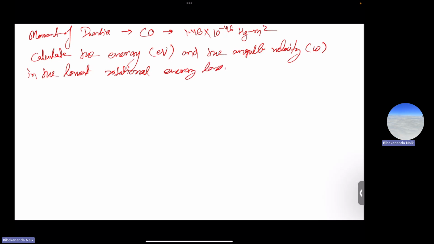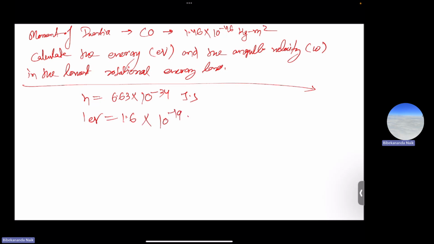So given, this is the question, given h is 6.63 into 10 to the power minus 34 joule second, and 1 electron volt is 1.6 into 10 to the power minus 19 joule, and we need to find out what is the energy of the lowest rotational level and what is the angular velocity. I'll give you a few minutes to think about this question and calculate, and then we will discuss.